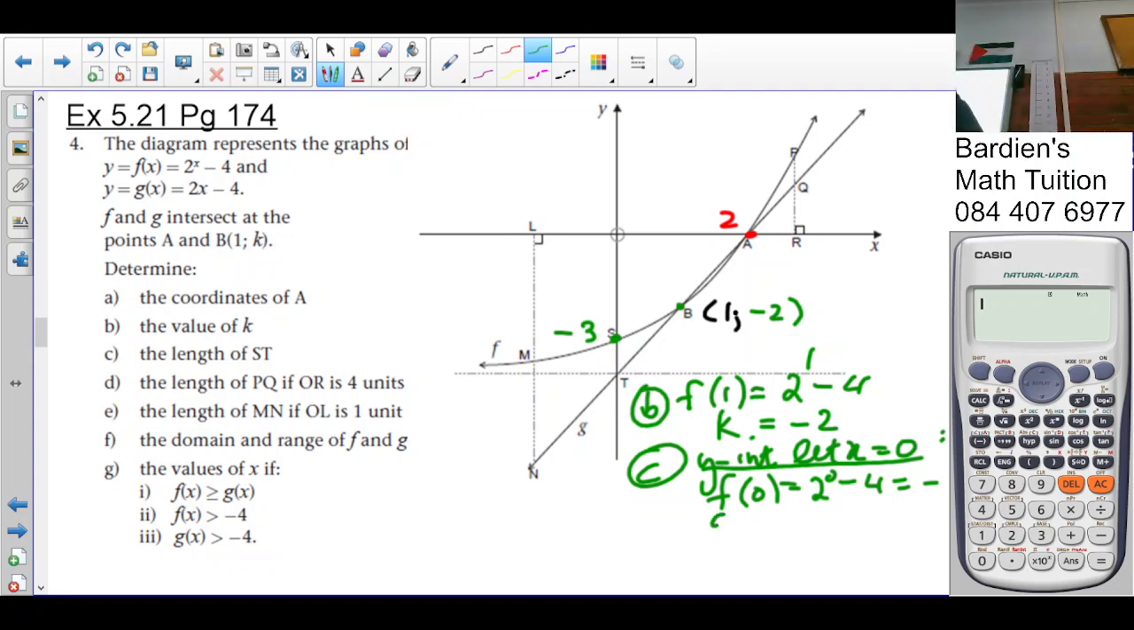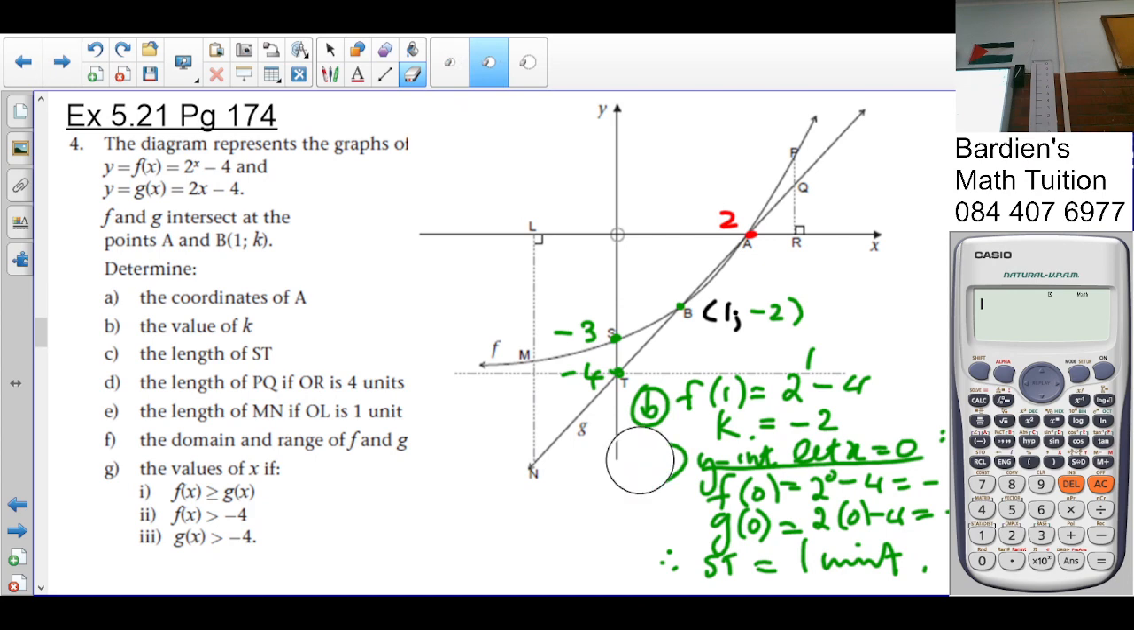Then g of 0. Can you see it? That is also a y-intercept. So it's 2 times 0 minus 4, which is negative 4. So therefore, what's the length of ST? It's 1 unit. Okay. Remember, length is never negative.